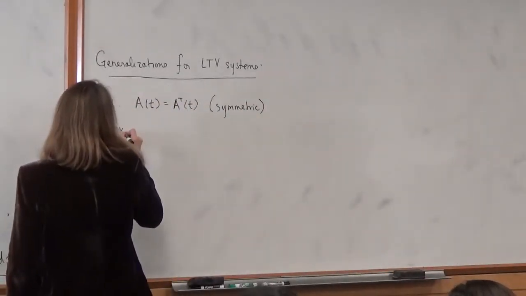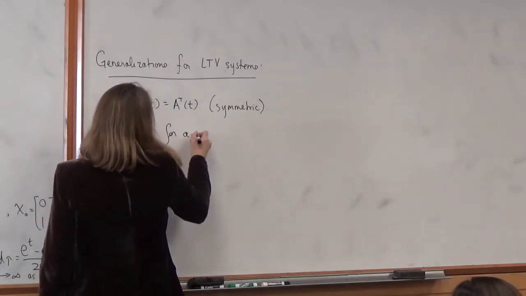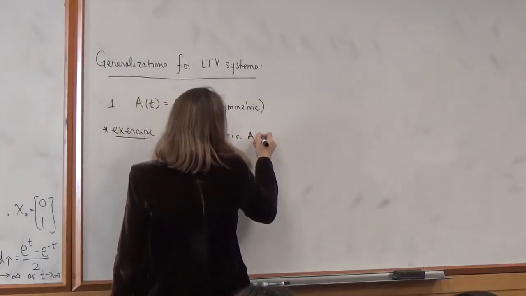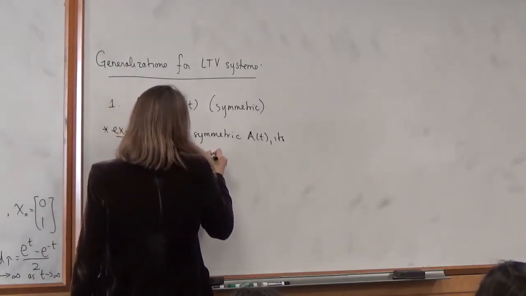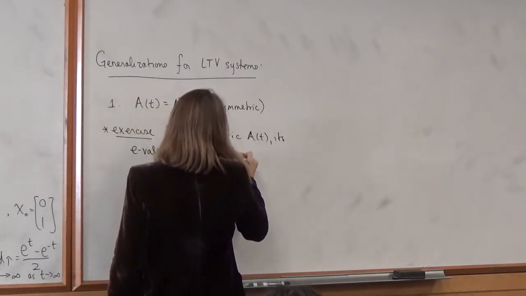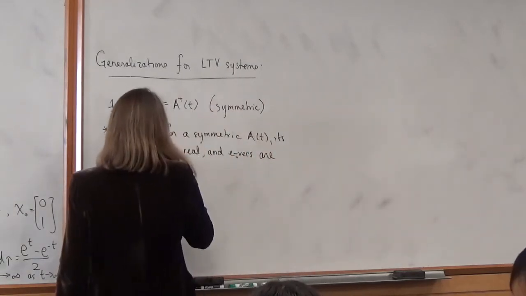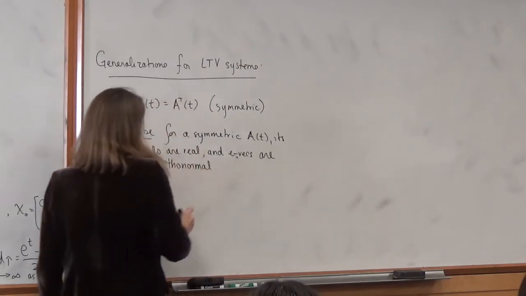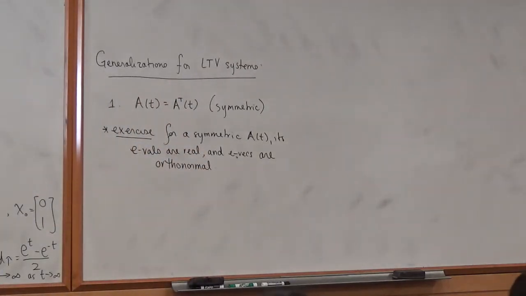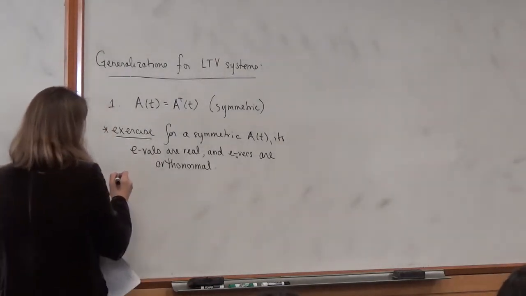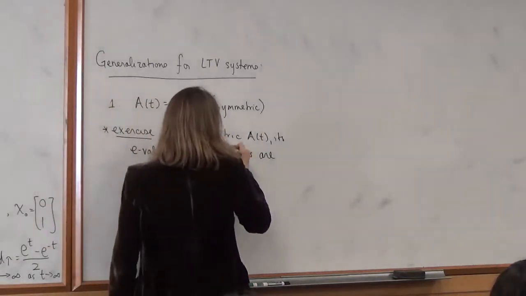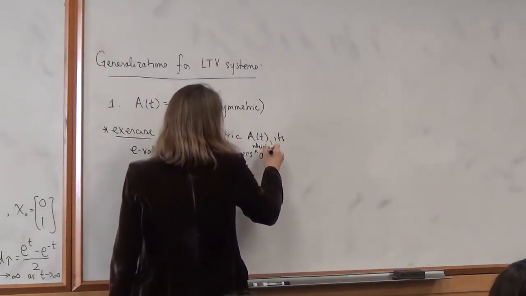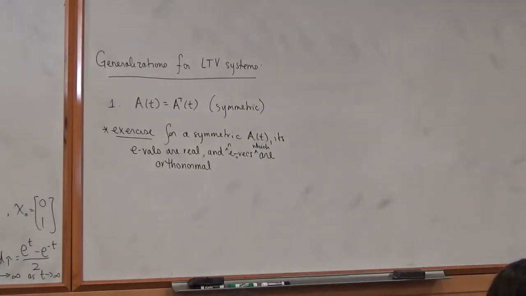So just go through the exercise of showing that for a symmetric A of t, its eigenvalues are real and eigenvectors, evex, are orthonormal. So that means, well, it says a bunch of things now that we know about diagonalization. If it has n eigenvectors and n eigenvectors which are orthonormal, so it's diagonalizable, first of all, because it has n orthonormal eigenvectors.